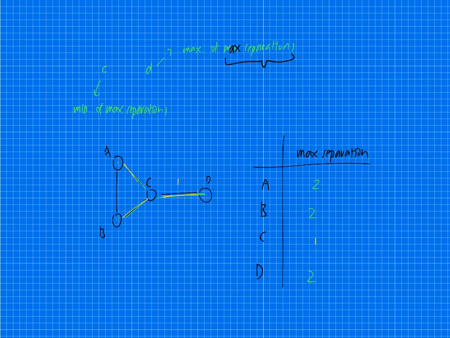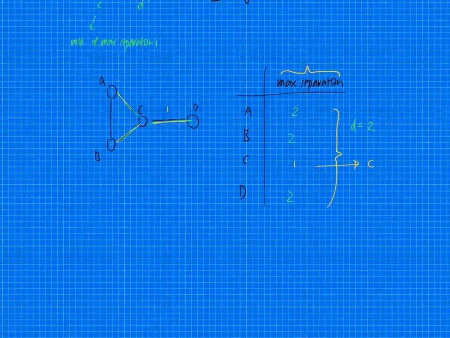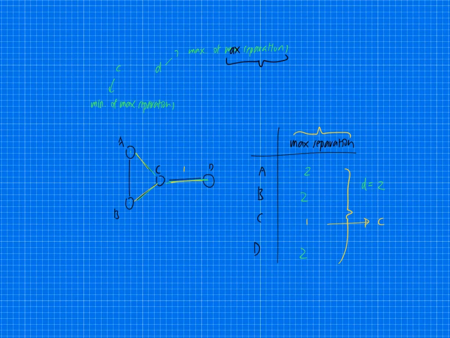Okay, so what is C? C is just the minimum amongst this group of numbers. It's the minimum of the max separations. So it's just, boom, this is C. And D is just the maximum, which is 2. D is equal to 2. There are many maximums in this case. Okay, so that's what they really mean, in case you were confused.